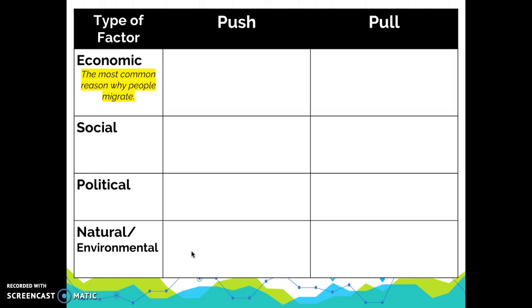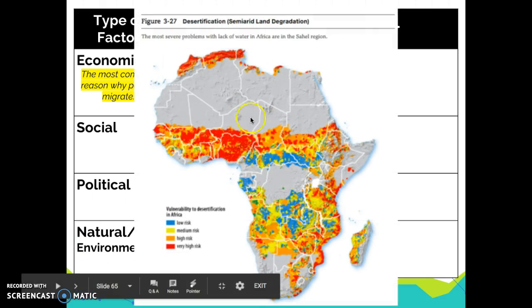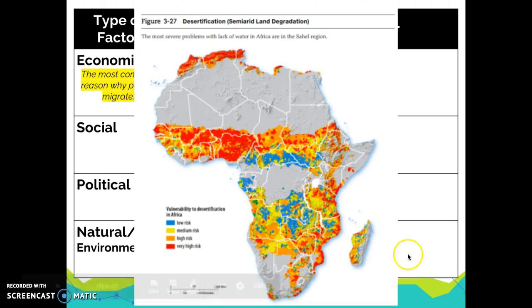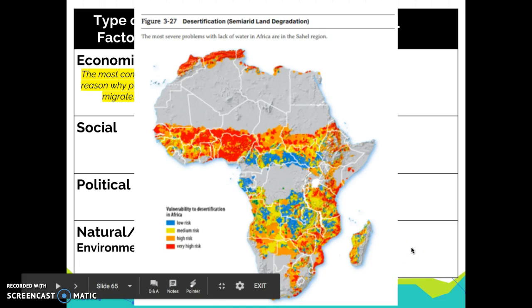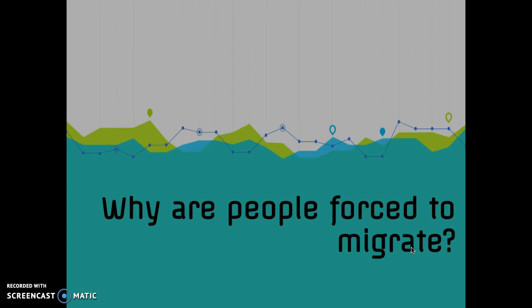And then lastly, natural and environmental push factors, bad things, right? Things like drought or famine, natural disasters like hurricanes, tsunamis, tornadoes, earthquakes, volcanoes, flooding, and also lack of water and desertification. You can see here on this map of Africa the places that are really at risk of desertification, which means that there's no water and agriculture cannot happen there. Some environmental pull factors, though, let's finish this off, are environmentally attractive areas like moving next to a lake, or moving into the mountains or warmer climates.